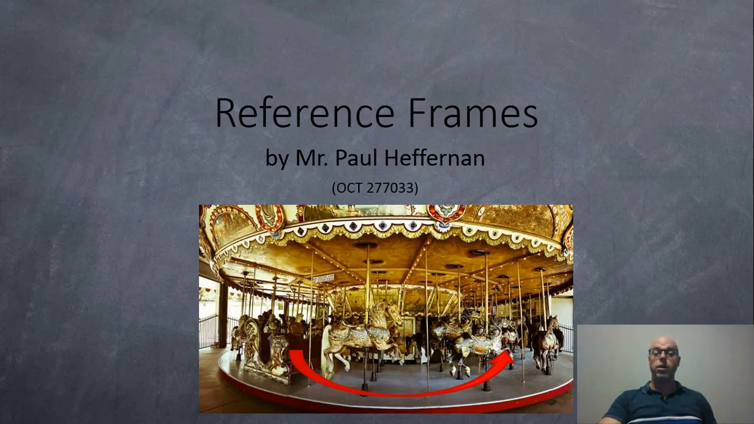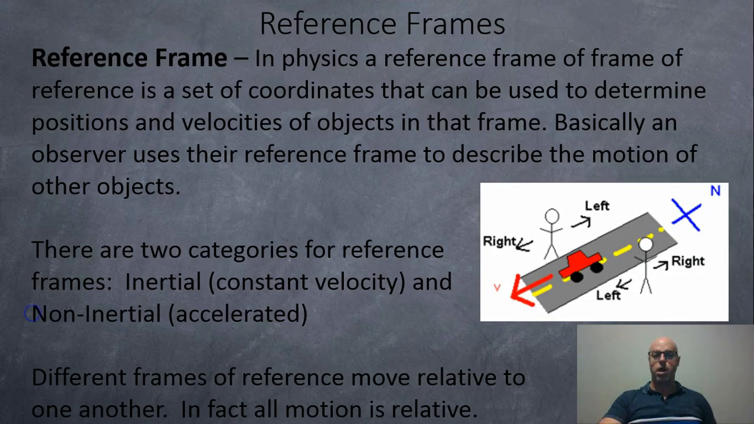Mr. Heffron here, and here's a video on reference frames, or frames of reference. A reference frame, or a frame of reference, in physics is a set of coordinates that can be used to determine the positions and velocities of objects in that frame. Basically, an observer uses the reference frame to describe the motion of other objects.